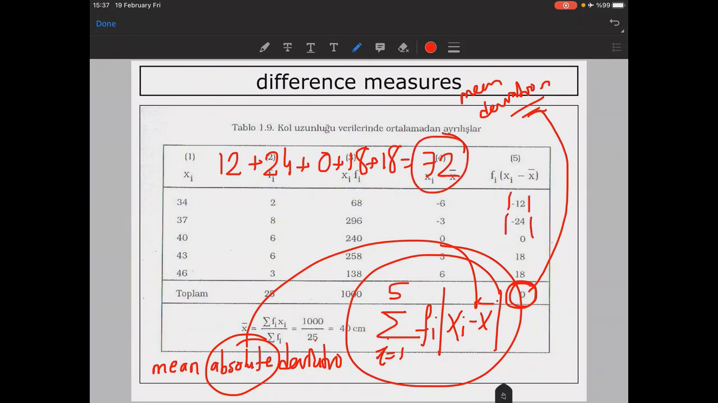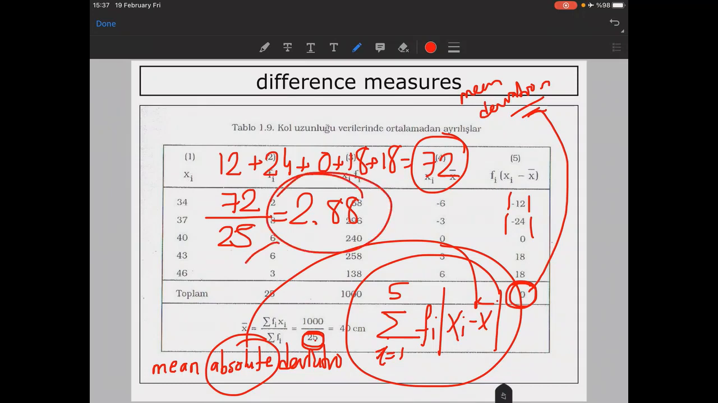Since we're taking absolute values of it as well, and when we divide it by, let's say, the sample size here, you will get the mean absolute deviation. Your mean absolute deviation would be 72 over your sample size, and it should be 2.88. That's what I'm looking for here. It's very good, and it gives me an idea about the spread, about the shape of this data curve.